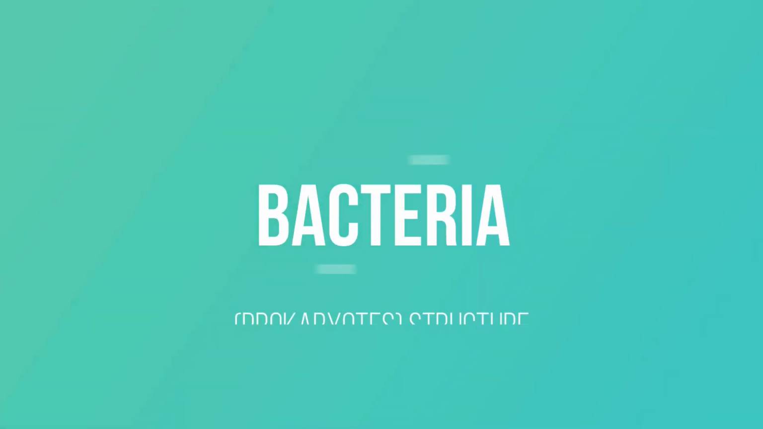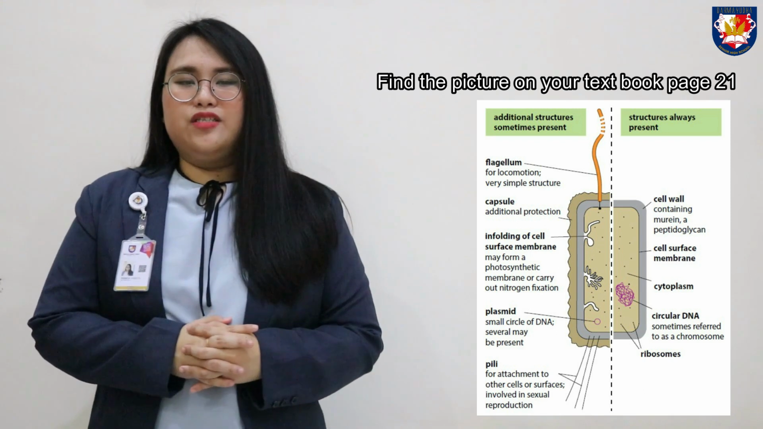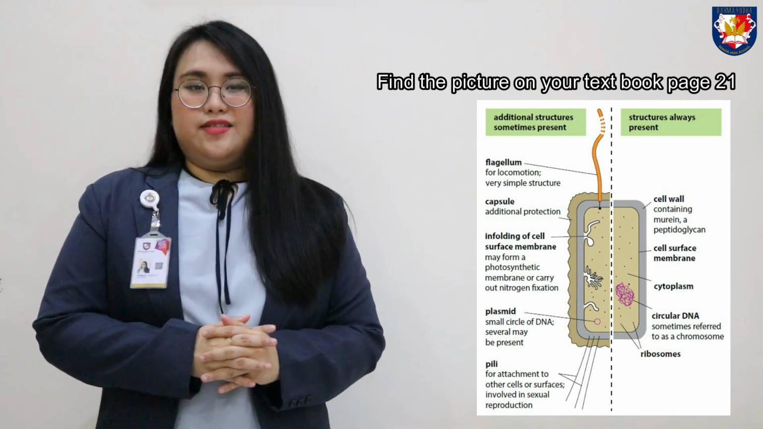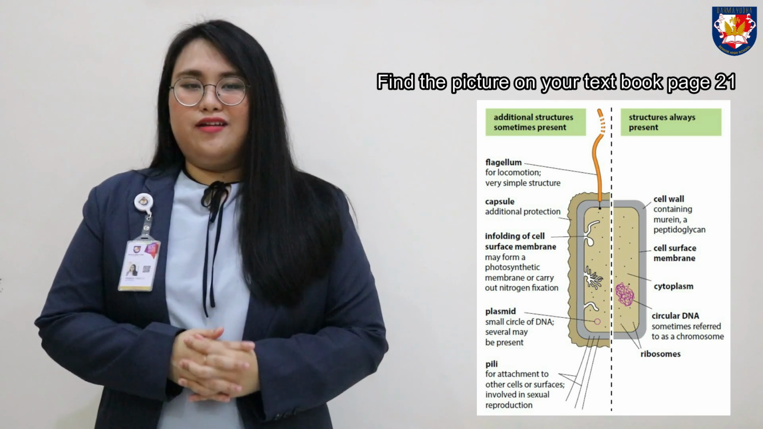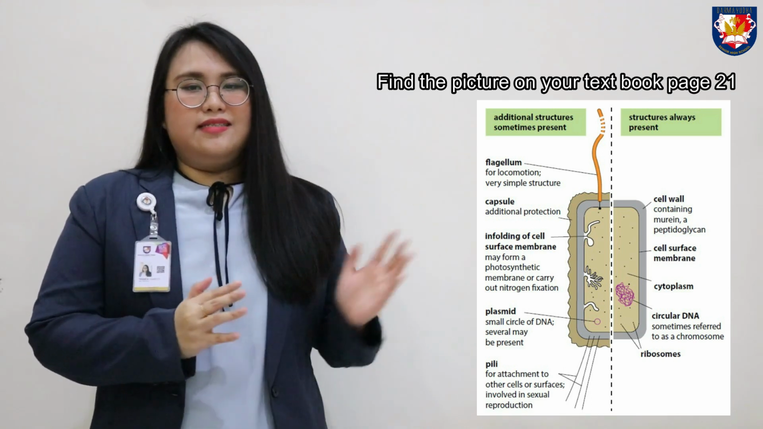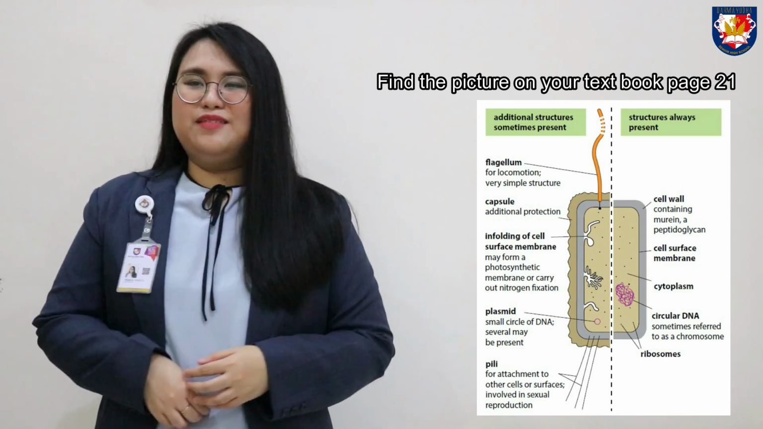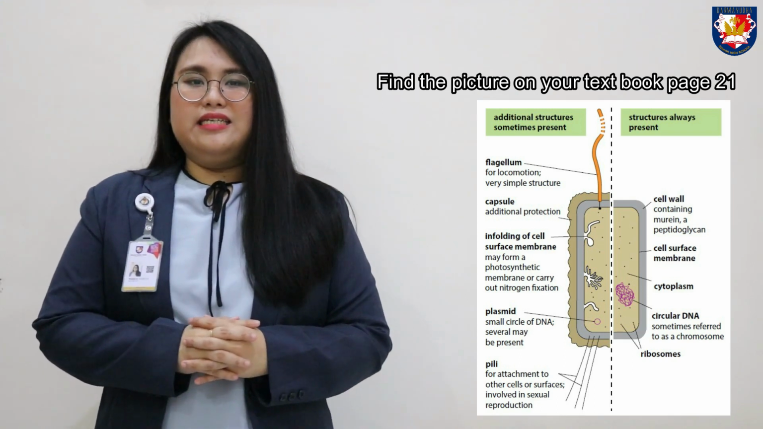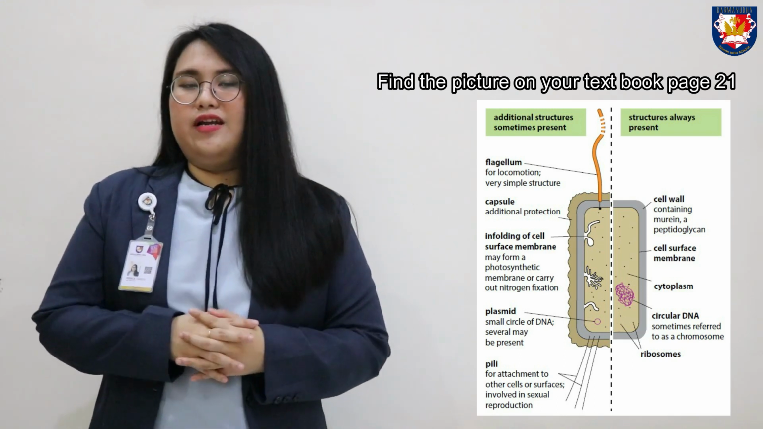Besides the plant cells and animal cells, there are also other types of cells, which are the bacterial cells and the virus. Now, let's take a look at the bacteria first. So, these are the pictures of the bacterial cells, and you can find them also in your textbook. Before I explain the structures, the organelles of the bacterial cells, let's first discuss some information about the bacterial cells.